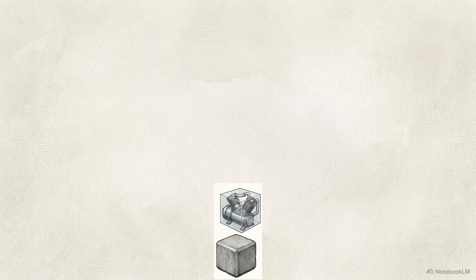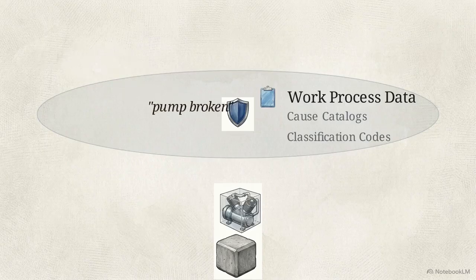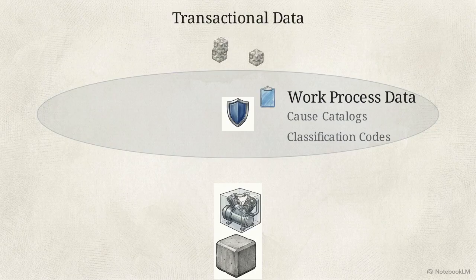This layer acts as the system's rulebook. It provides standard reference values, cause catalogs, and equipment classification codes. This governed vocabulary forces users to select from controlled lists, preventing them from inventing their own terminology in free text fields. Once the rules are set, we get data type 4, transactional data.